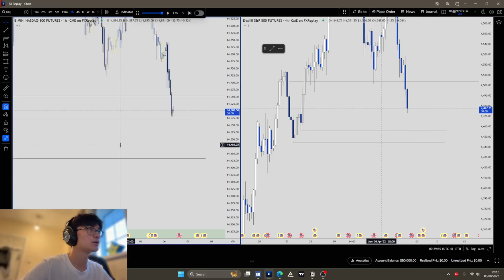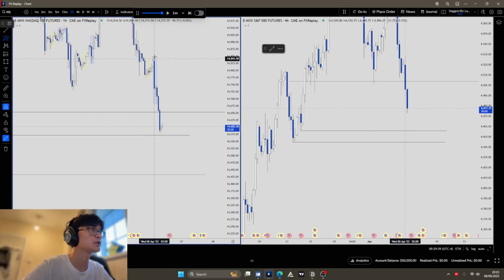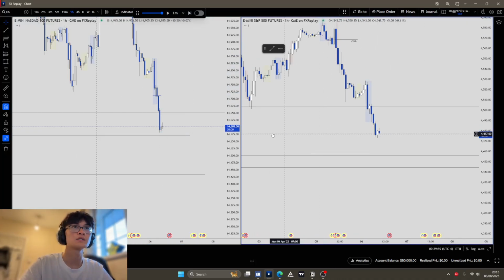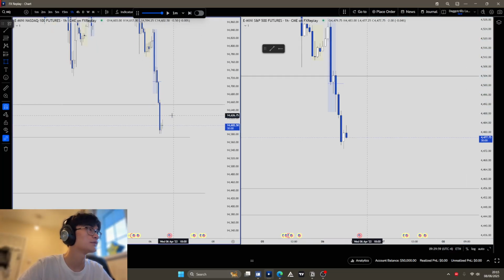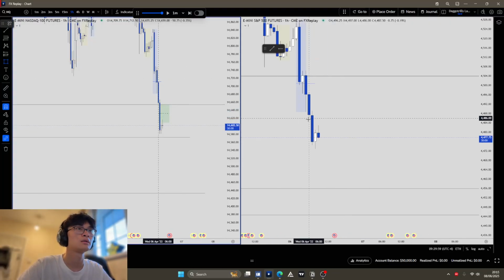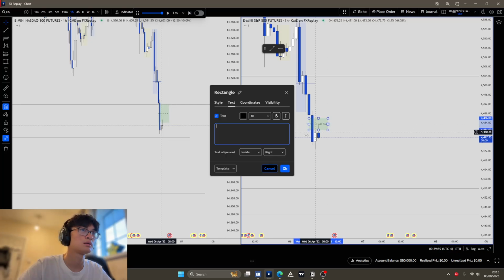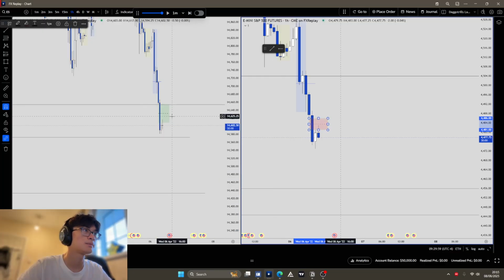So let's go to the hourly. We have this range here. Same thing on ES, we have the same range. We tap into a bearish fair value gap on both assets.